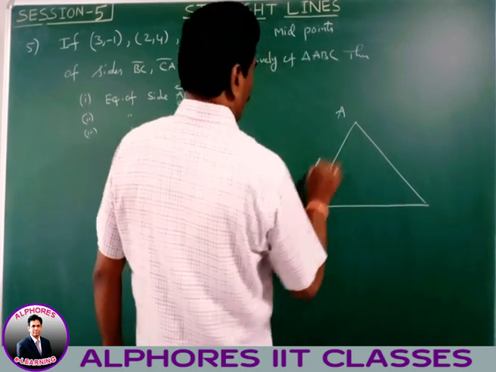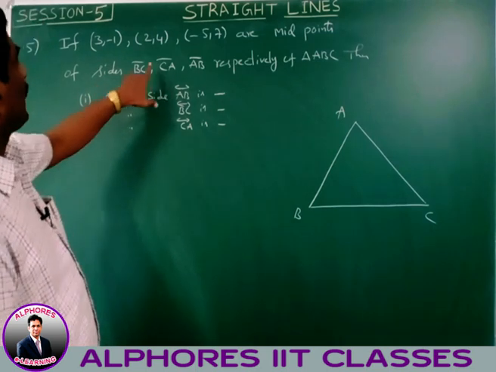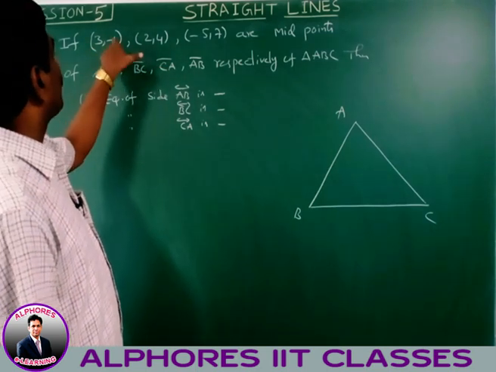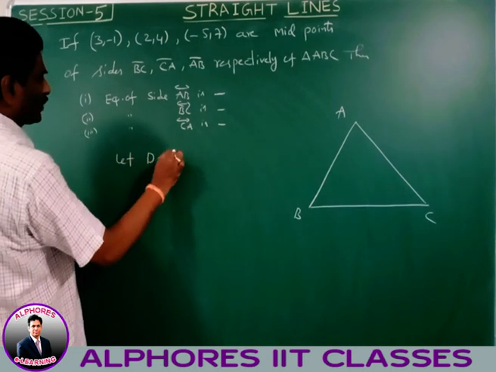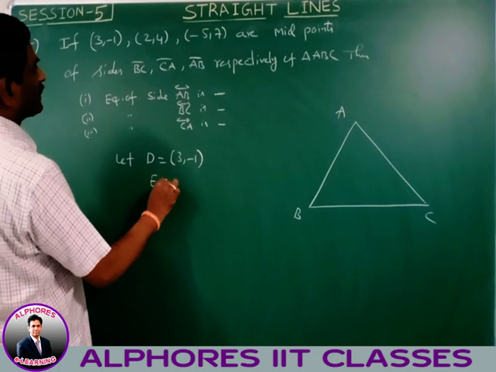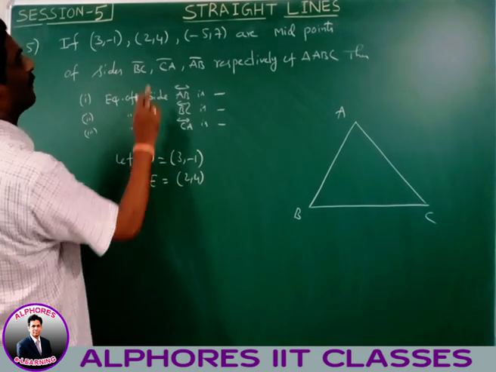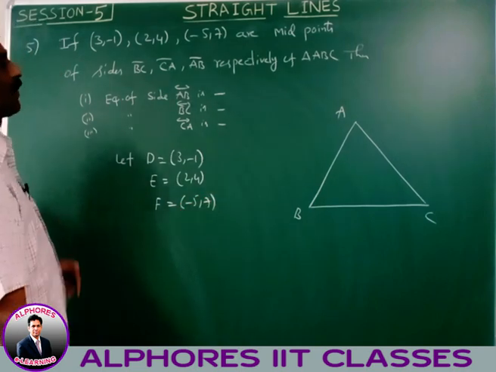Suppose it is triangle ABC. What is the value of the midpoint of BC? The midpoint of BC is (3, -1). Let D = (3, -1), the midpoint of BC. E = (2, 4), the midpoint of CA. F = (-5, 7), the midpoint of AB.